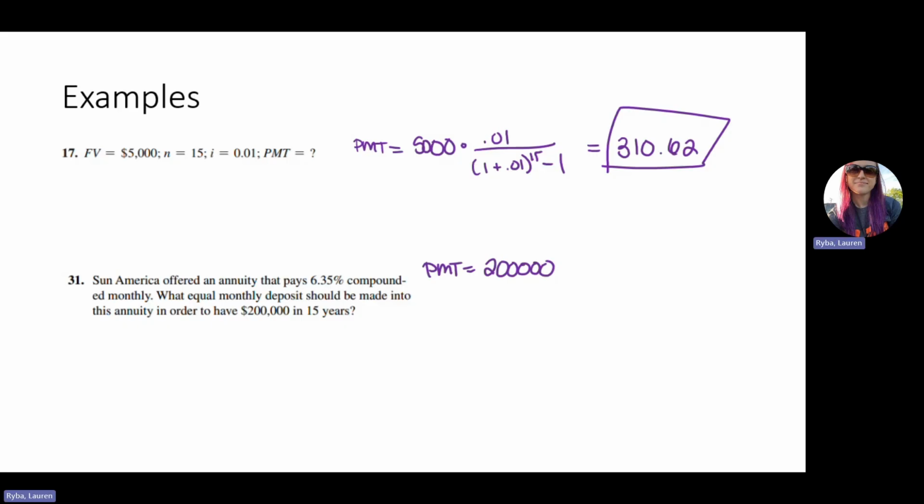So this time my interest rate is 0.0635 over 12. So I'm going to have 1 plus 0.0635 over 12, 12 times a year for 15 years. 12 times 15 is 180 as my exponent.